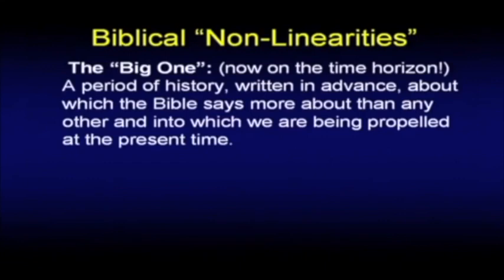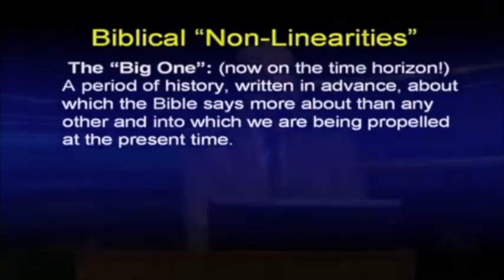Now, the big one that's coming in front of us. Talk about nonlinearities, a period of history written in advance about which the Bible says more than any other and into which we are being propelled at the present time. A 7-year period is on the horizon. A specific 7-year period that's going to include a time of trouble the likes of which the world had never seen before and never would see again. It's coming. We're on this huge nonlinearity forthcoming.